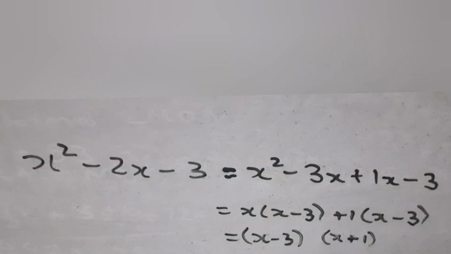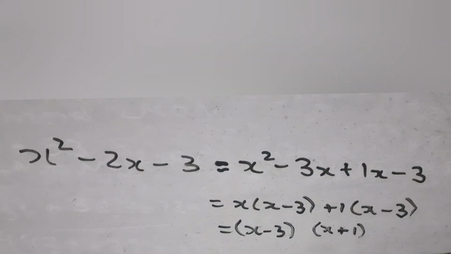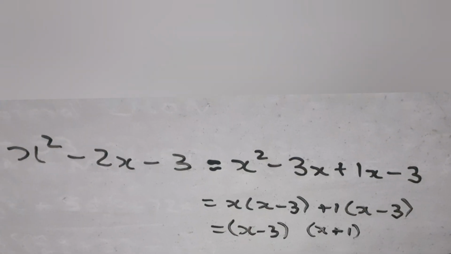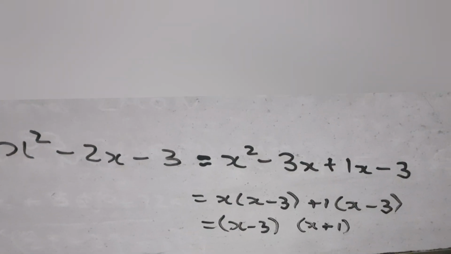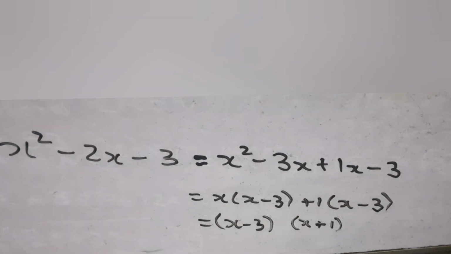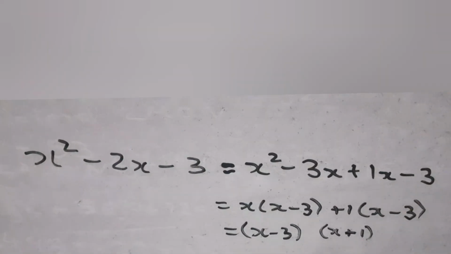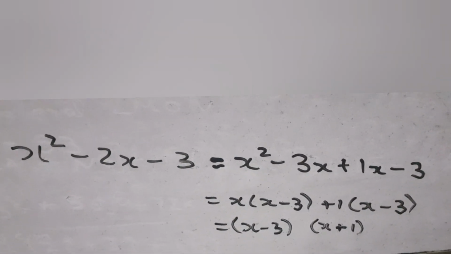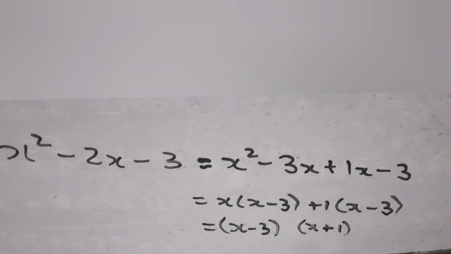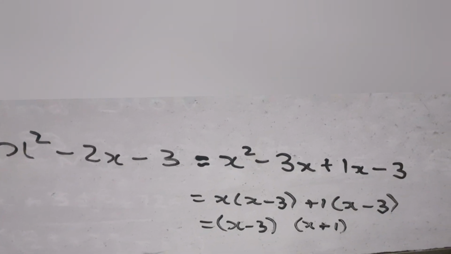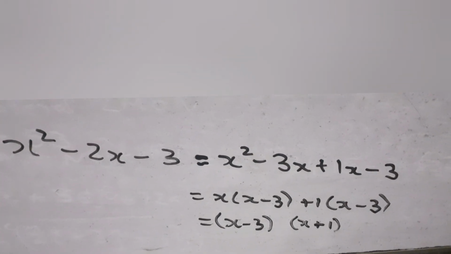For splitting the middle term, we require two numbers whose product is minus 3 and sum is minus 2. The numbers are minus 3 and plus 1. Write the expression as x square minus 3x plus 1x minus 3. Take x common from the first two terms and 1 common from the last two terms. We get the factors x minus 3 and x plus 1.